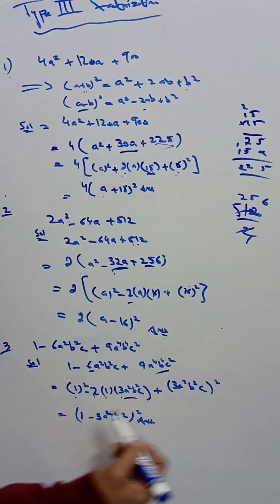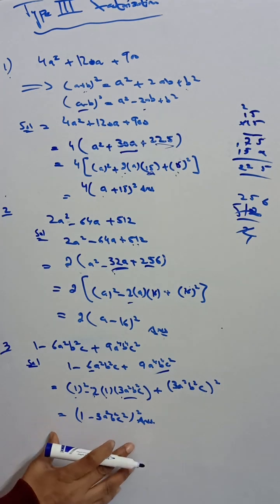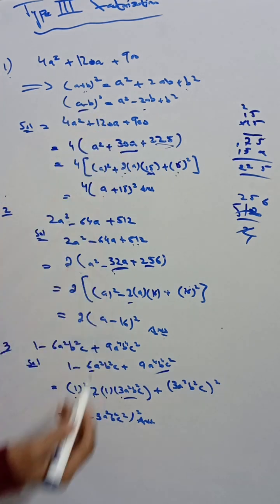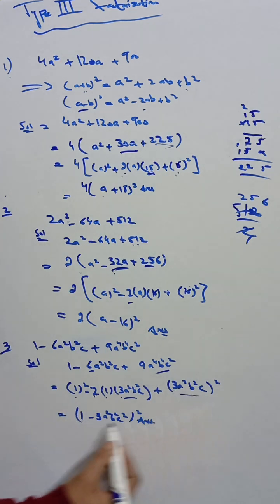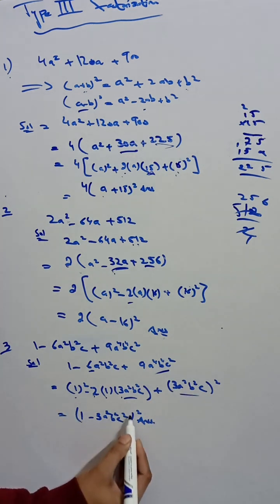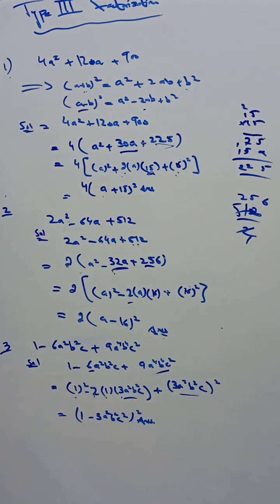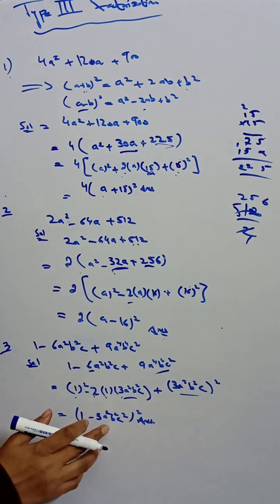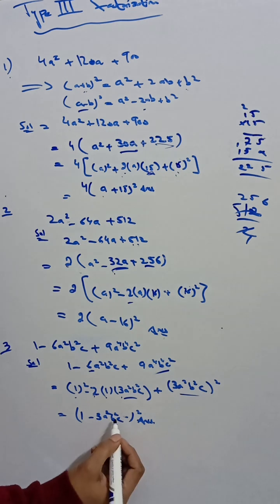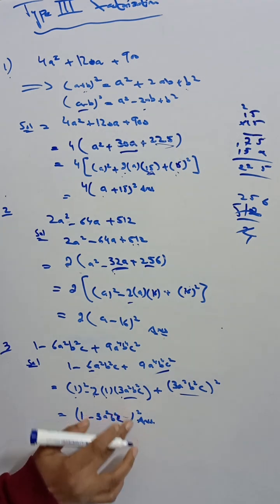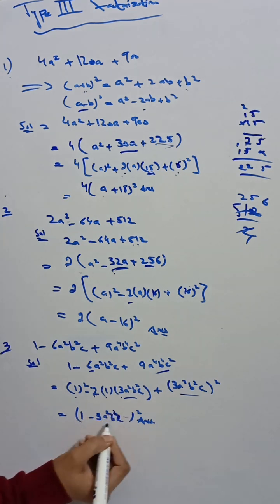So it becomes the left hand side. Now I will make it the right hand side, A minus B whole square. So what is the answer? A is 1. What is B here? 3A square B square C, not C square, it's C. Sorry. So the answer is 1 minus 3A square B square C whole square.